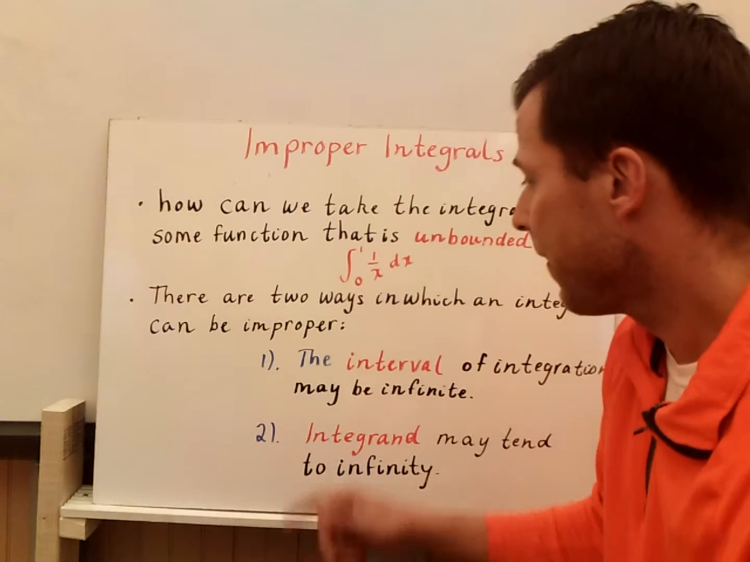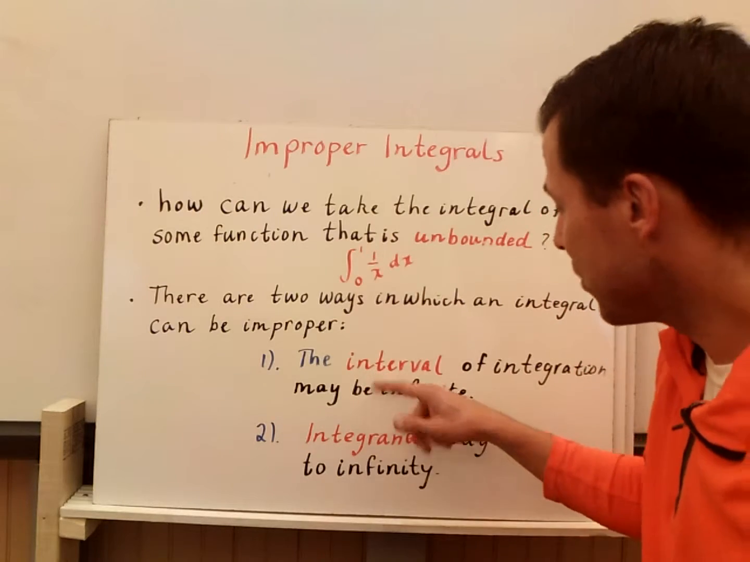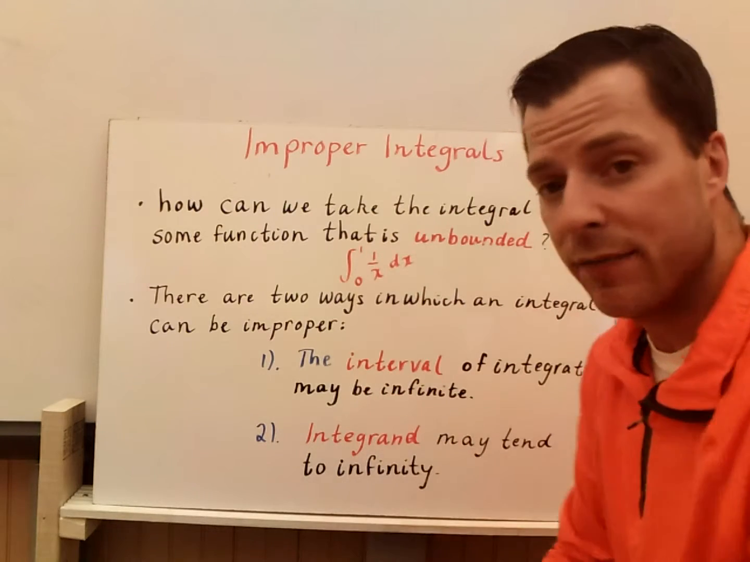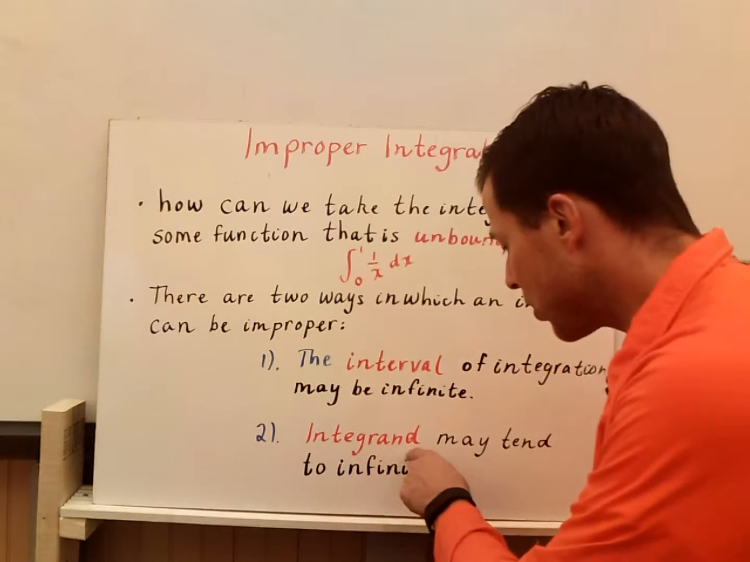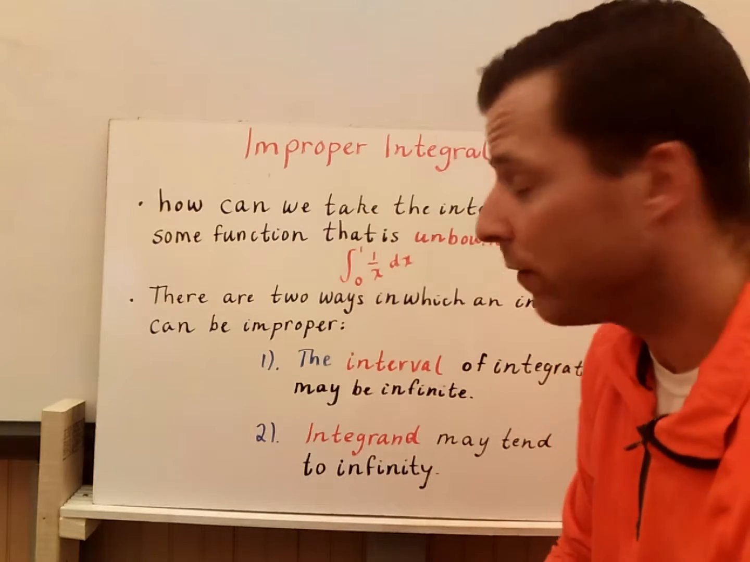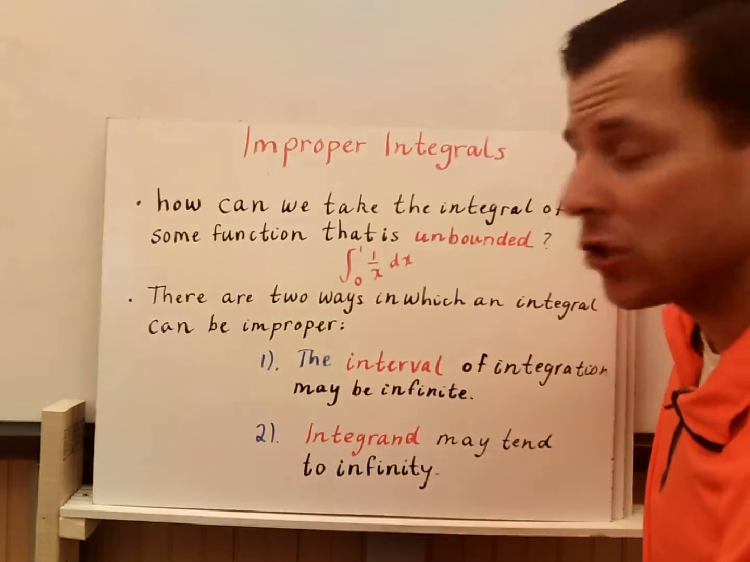There are two ways in which an integral can be improper. The interval of integration may be infinite, so the limits of integration, or the integrand itself may tend to infinity. Those are the two cases where we see improper integrals.